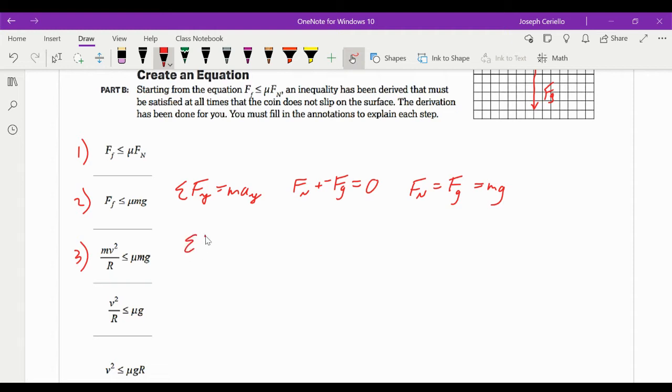We know that the sum of the forces centripetal, I like to write it that way, is equal to m a centripetal. The only force keeping this thing in a circle is the force of friction. And we know that this is equal to mv squared over r. So that's where that came from. Because Fc is the force of friction, and m a_c is mv squared over r.